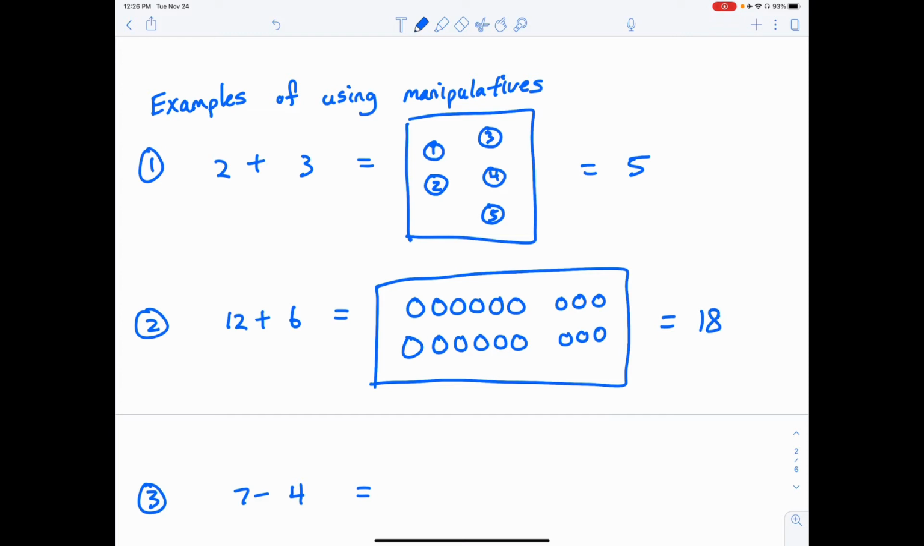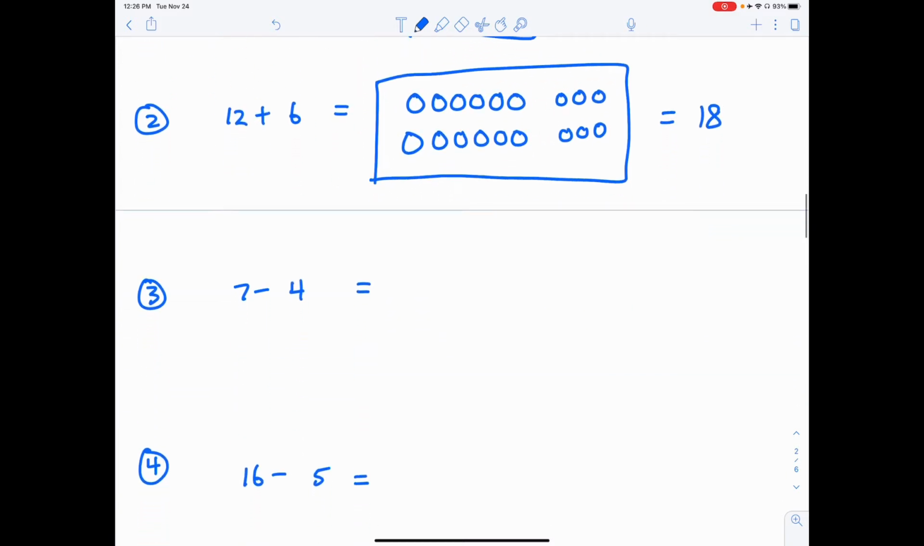For subtraction, it's a little bit different, right? Because we should be getting less. So how do we do that? Well, let's take a look.